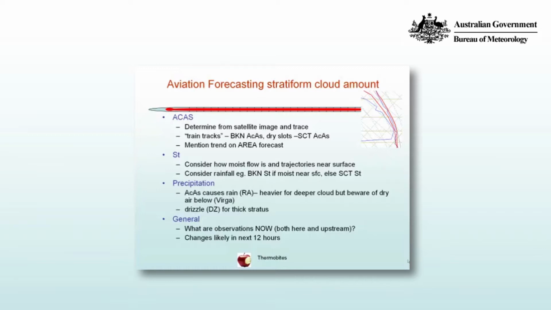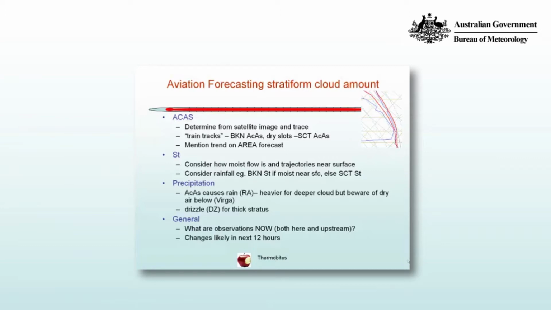If you have a large dew point depression near the surface, then you might simply get scattered or even fused stratus. And it's going to depend upon that dew point depression in the boundary layer, but also how heavy the precipitation is going to be.